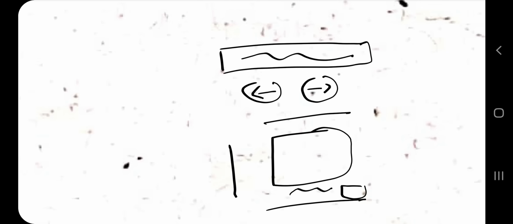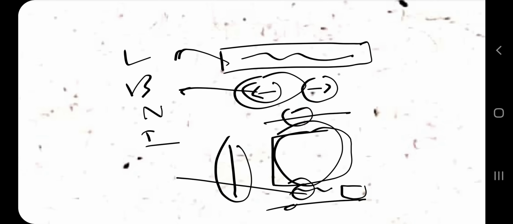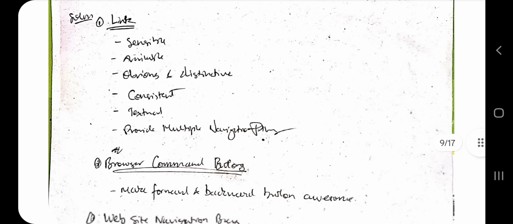These are the key points you have to remember. This is the link, this is the browser command button, and these are the navigational bars, and this is the icon, and this is the phrasing title, and this is the command button. If you remember this much, this question is a cakewalk for you. Super important question from exam point of view.